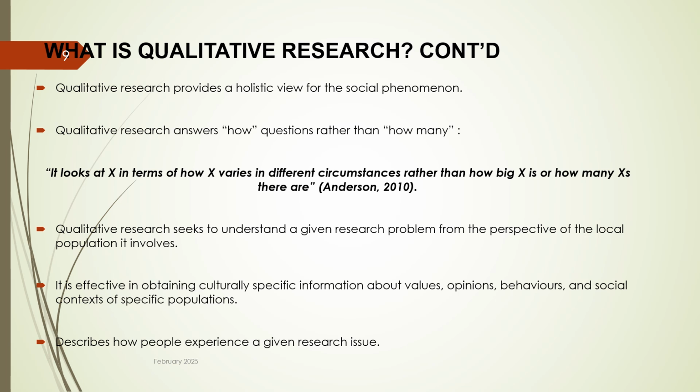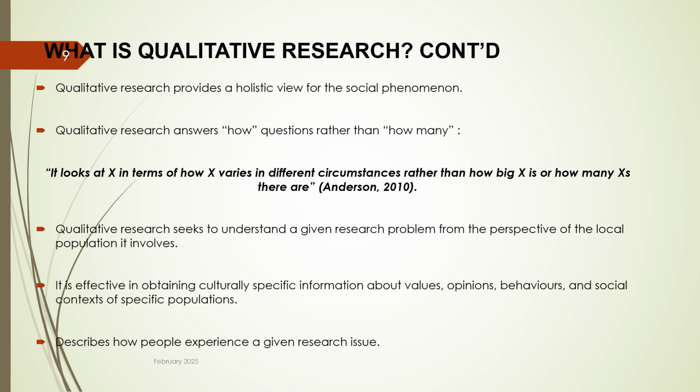So, qualitative research provides a holistic view for the social phenomenon. So holistic view means comprehensive view. When you conduct an interview or a focus group, you can explore a particular phenomenon, a particular event in detail, providing a comprehensive view, or what we call a holistic view. So when you see the word holistic, you can understand that it's mainly related to qualitative research. One of the important characteristics that you can find in almost every book or every paper in qualitative research is that it provides a holistic view for the social phenomenon.